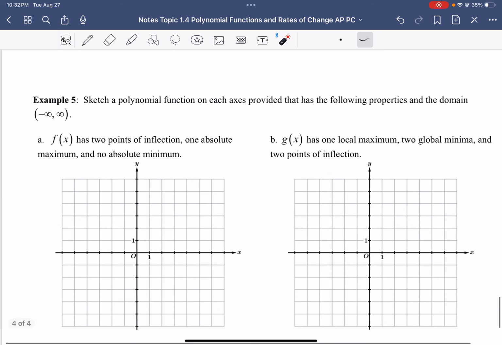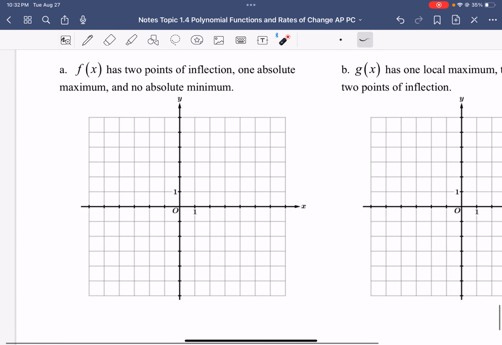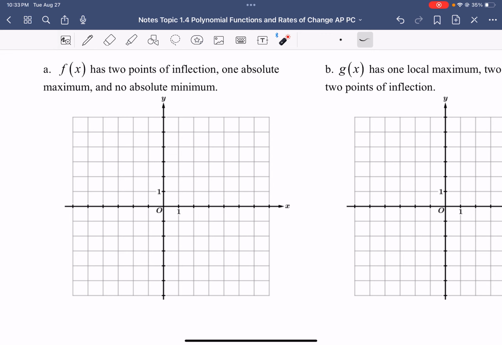Okay, last example, it's 2 parts. We're going to be sketching a polynomial function on each axis provided that has the following properties and the domain from negative infinity to positive infinity. Letter A says f of x has 2 points of inflection, 1 absolute maximum, and no absolute minimum.